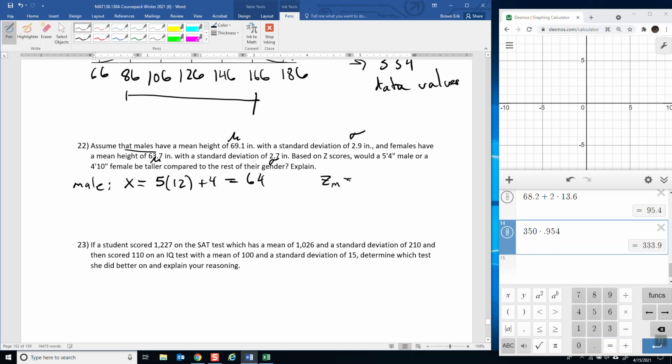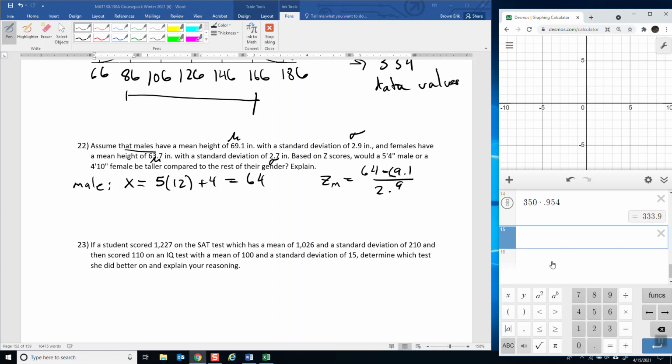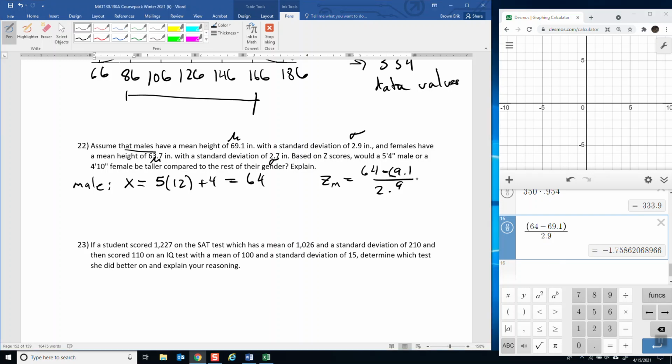So the z-score of the male, recall it's the data value minus the mean divided by the standard deviation. So 64 minus 69.1 divided by, ooh, look at what happened in Desmos. I need parentheses, divided by 2.9. We get approximately negative 1.76. Remember, these z-scores are unitless. What this literally means is this male's height is 1.76 standard deviations below the mean. So he's a little bit short compared to other males.